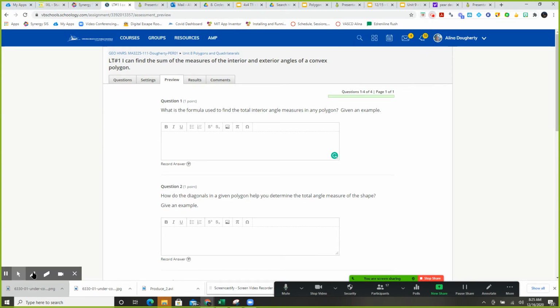There we go. So what formula is used to find the total interior angle measure of a polygon? We just did that a bunch of times. There are 7 learning targets for sure. And we're on number 1. So what formula do I use for total interior angle measure? It has that minus 2 in it. Yeah, n minus 2 times 180. That's all you need to type into that one.